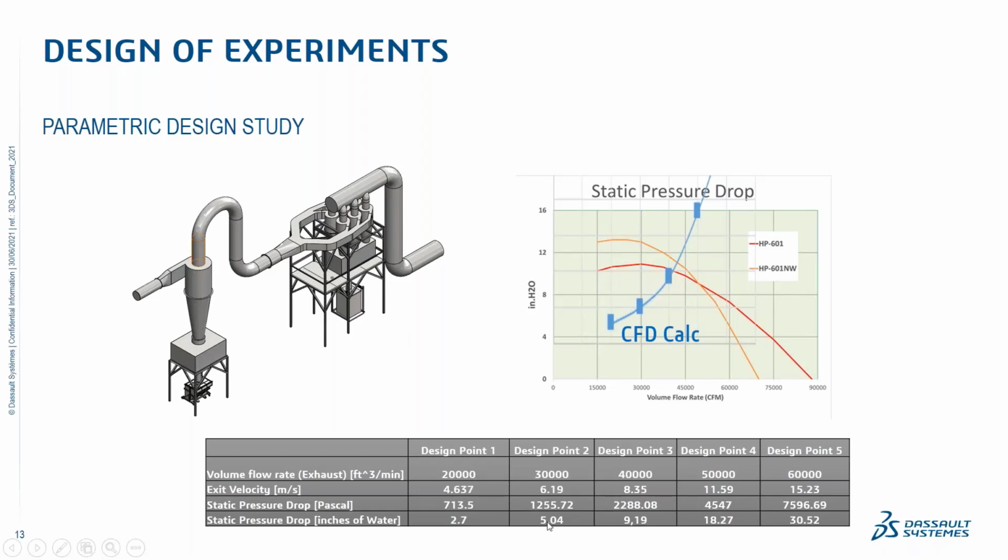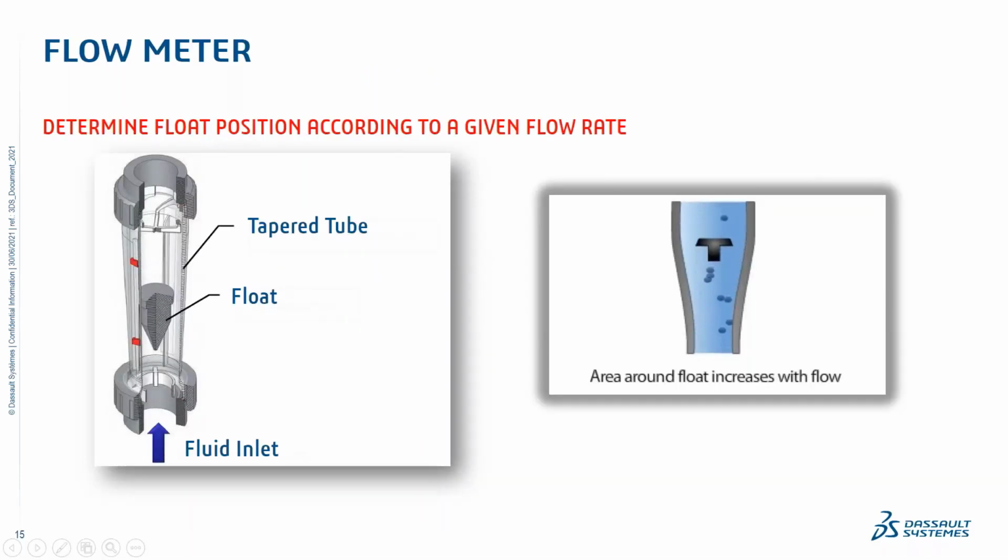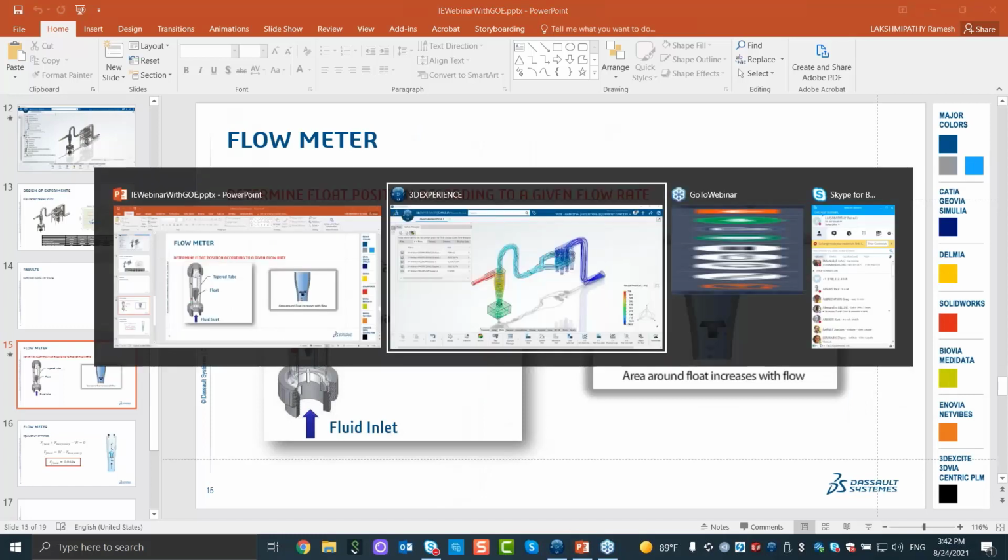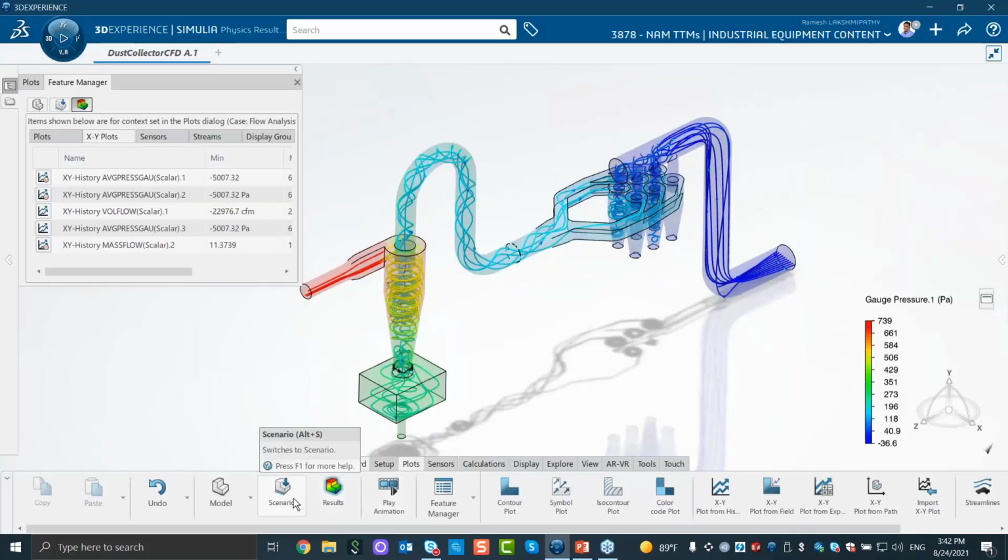And then I can take that information and marry that with the fan curve data I have, right? So this is HP 601, HP 601 NW. And you can very well see that at right about 40,000 CFM, I might be able to actually use this HP 601 fan. And so that's an easy decision for me to make right now because I have done all the experiments and now I can take the next steps in my design, which is to go ahead and complete my setup.